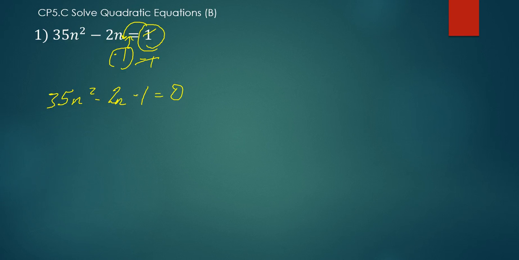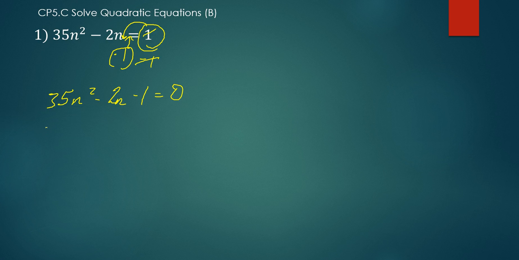And I can't combine, add, or subtract -1 with any other quantity in here because they don't have a like term. So it stands alone by itself. So now I have 35n squared minus 2n minus 1 equals 0. It is a quadratic. It's in standard form, and I need to factor it.